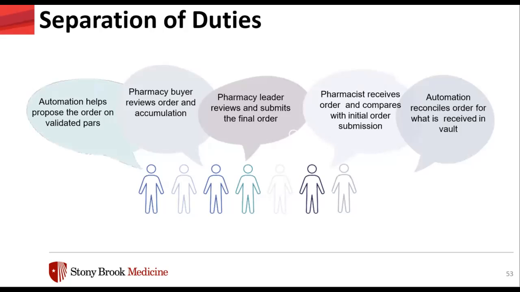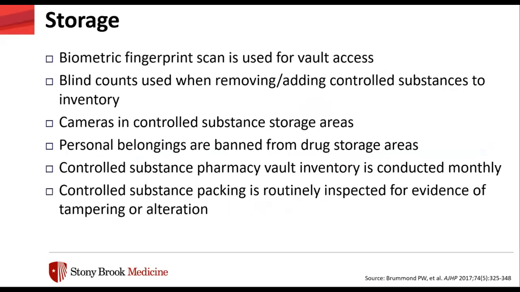in the vault. So at our institution, our pharmacy buyer is Megan, who reviews the order and accumulates it and proposes it to their pharmacy leaders, who are Janine and John, who review and submit the final order for controlled substances. And Glenn receives the order and compares it with the initial order submission. And then once it's reconciled, Rick reviews what Glenn has entered into the safe.